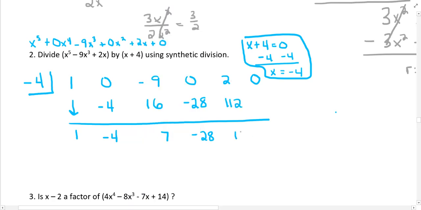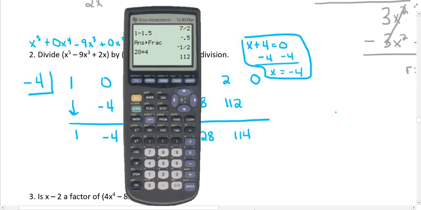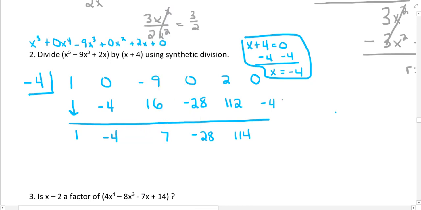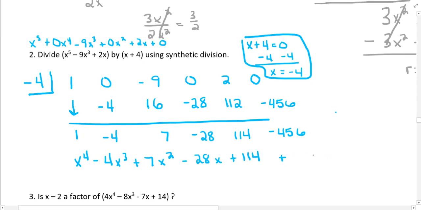2 plus 112, 114. And then 114 times negative 4 will be a negative 456. So we get negative 456 there. Then we go 1 degree down. So this is going to be a 1 x to the 4th minus 4 x cubed plus 7 x squared minus 28x plus 114. And then our remainder is negative 456. So we say plus negative 456 over x plus 4. So this is your answer here.